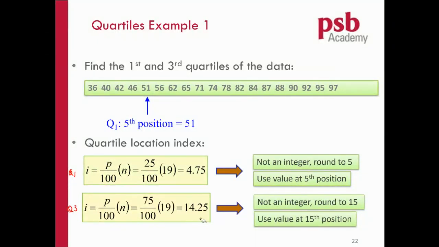Same for the second one, 14.25, round up to 15. So it is the 15th position. So this is number 1, this is number 2, so this is number 5. Okay, so this will be the 15th.